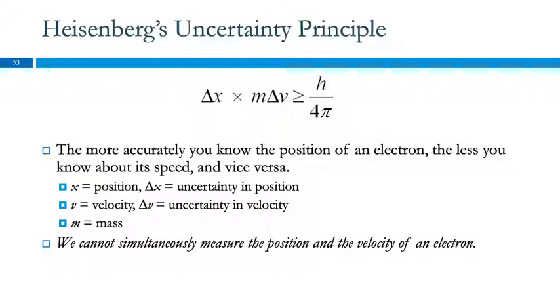So Heisenberg came up with sort of an equation for this. This is called Heisenberg's uncertainty principle. And the most important thing about this is the concept of it. What this is saying is that delta x, the uncertainty in the position of the electron, times the mass times the uncertainty in the velocity, must be greater than or equal to Planck's constant divided by 4 pi. We're definitely not going into how he came up with this or why it is true. But we have uncertainty in position, uncertainty in velocity. The more you know about one, the less you know about the other.